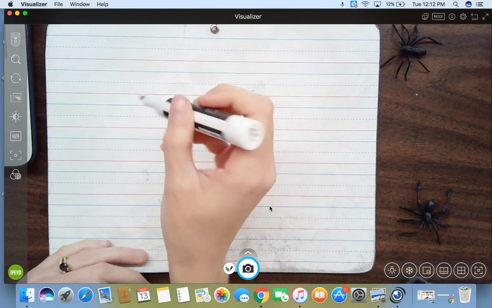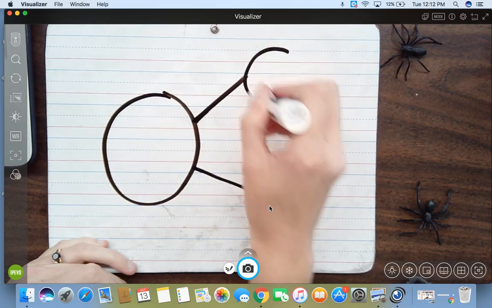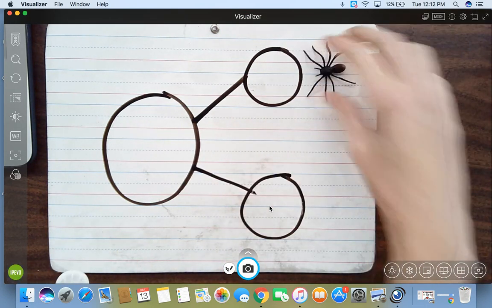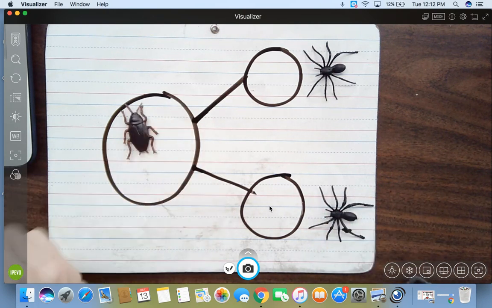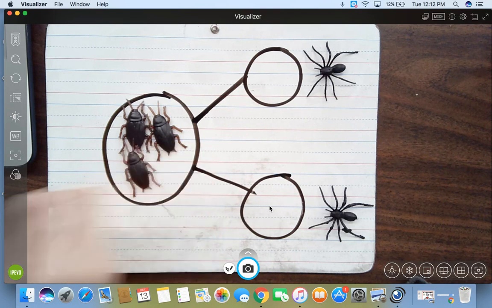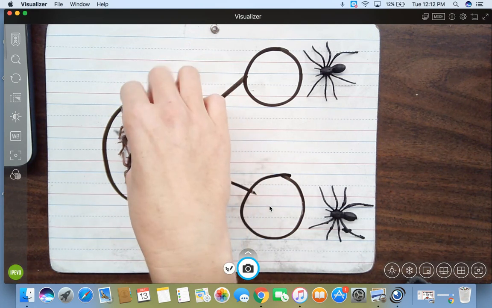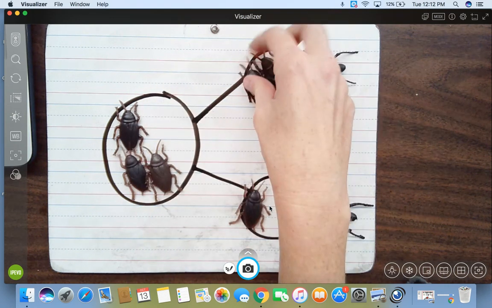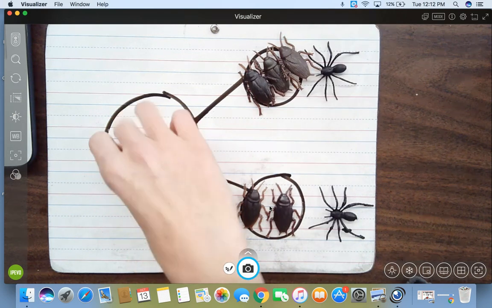Let's do another number bond. Here's my whole. Let's see how many parts it divides into. We'll do an even number this time because an even number means it can be fair. Here's my 2 little spider guys. Let's do 6. 1, 2, 3, 4, 5, 6. Ew, it's a big gross pile of bugs. Let's divide them up between the spiders. 1 for you, Mr. Spider, 1 for you, Mr. Spider, and so on, until each has 3.